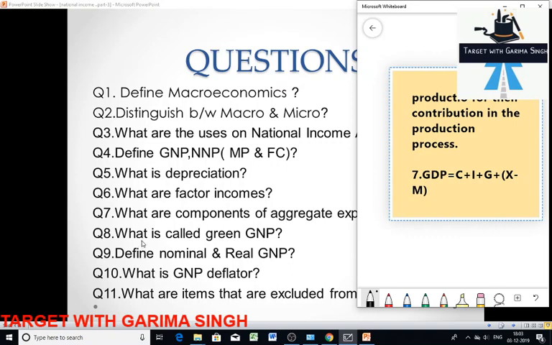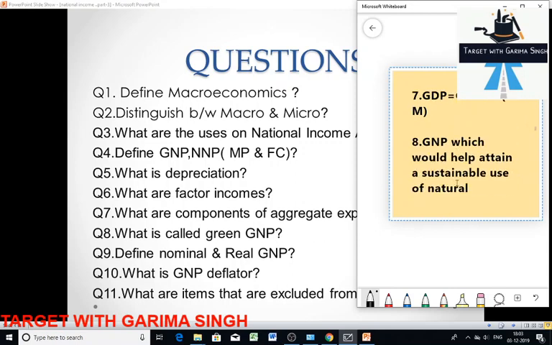Now we move on to the next question, that is 8. What is called green GDP? As you can see here, it's not GDP, green GNP is defined as GNP which would help attain a sustainable use of the natural environment and equitable distribution of benefits of development. It means there should be sustainable use as well as equitable distribution, then it is known as green GNP.